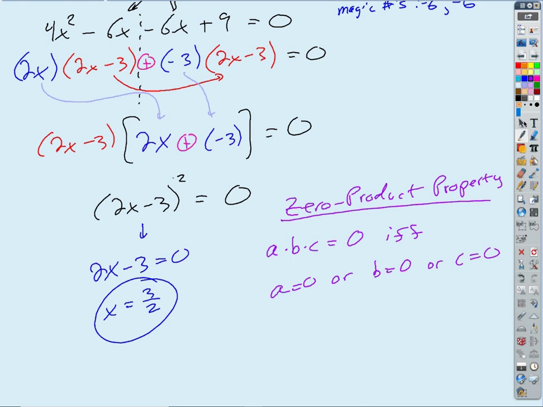Okay, let's try another one of these. Let's try a little easier one on this new assignment. So let's try one like number 6. Oh, I was thinking 13.